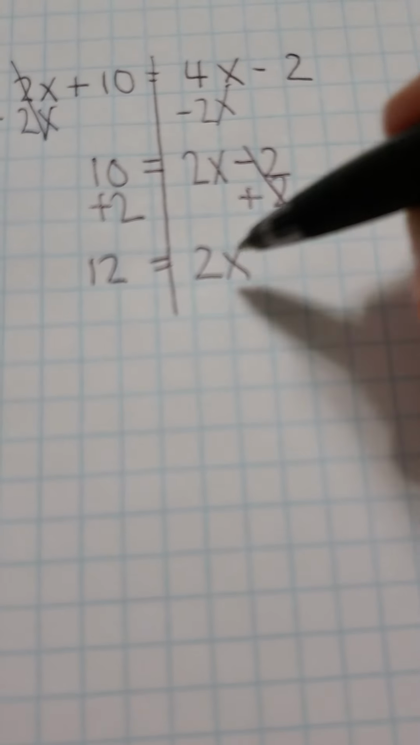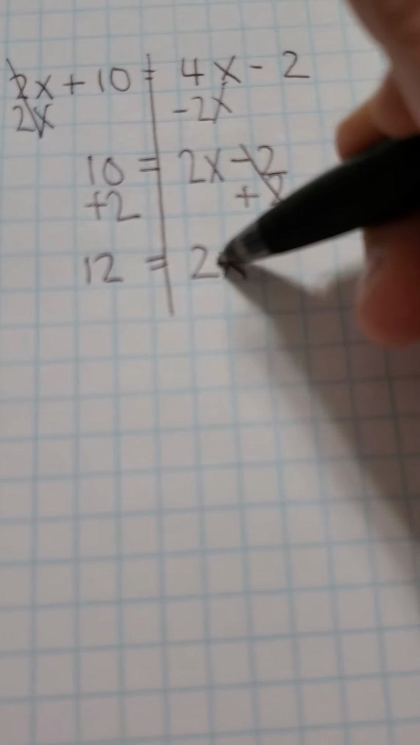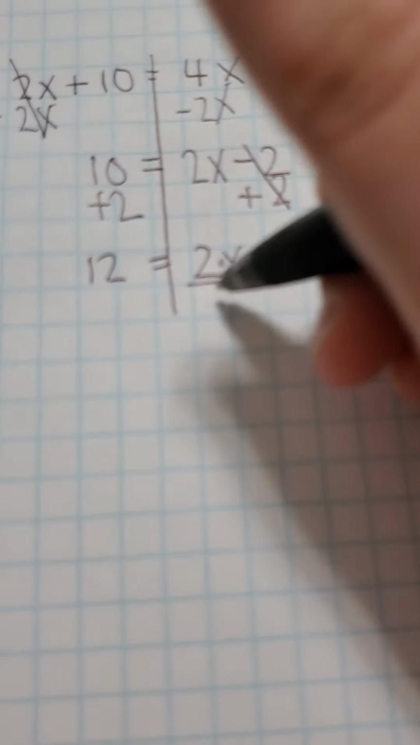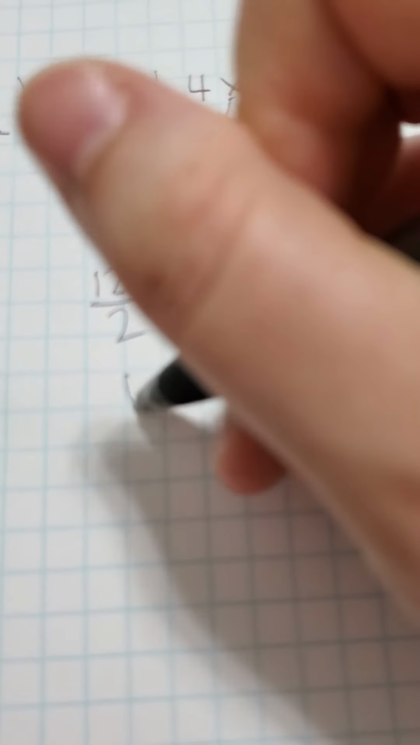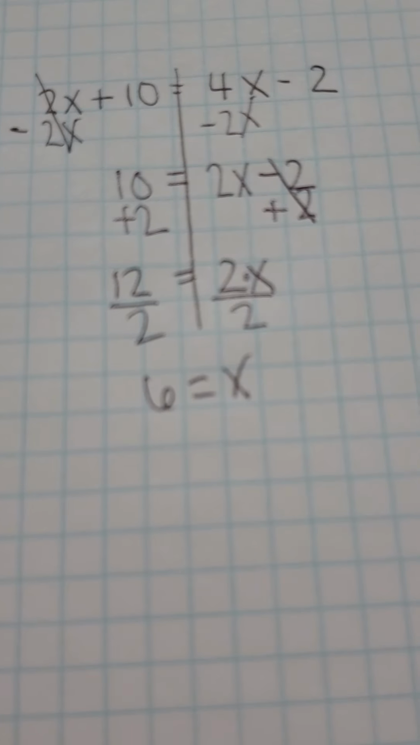And this means 2 times x. So the operation that undoes multiply is divide. And 12 divided by 2 is 6.